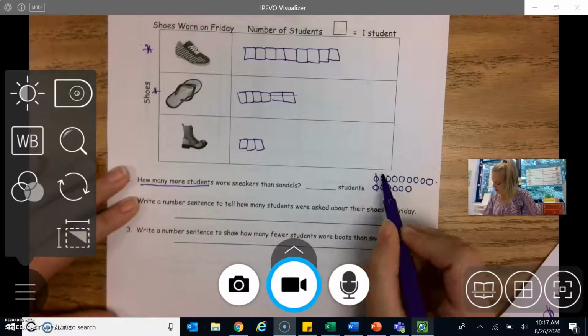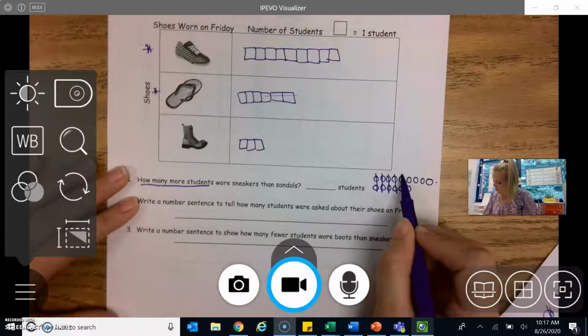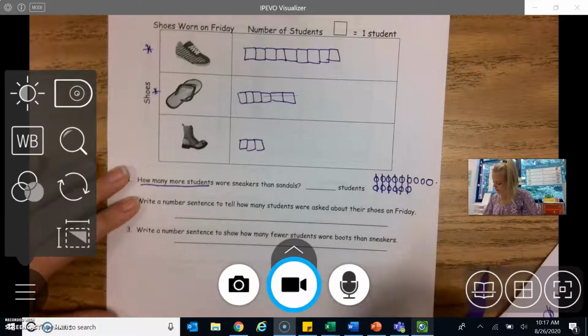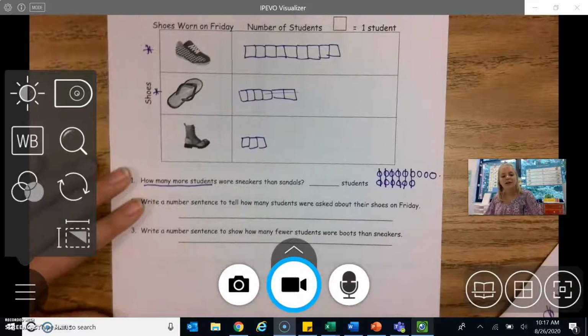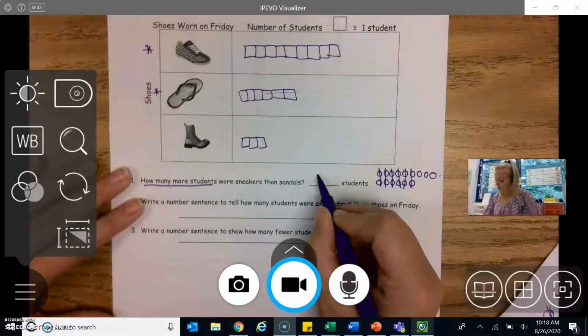Let's cross out some pairs. How many do I have left over? 3. So how many more students wore sneakers than sandals? That's right, 3.